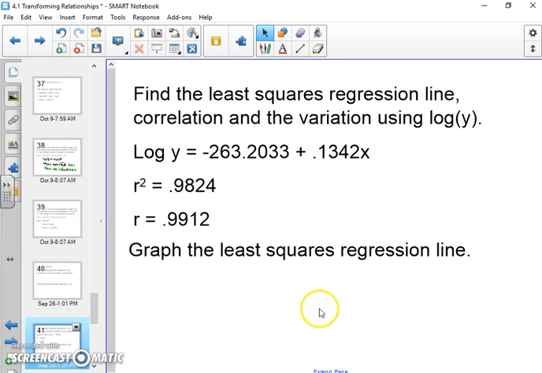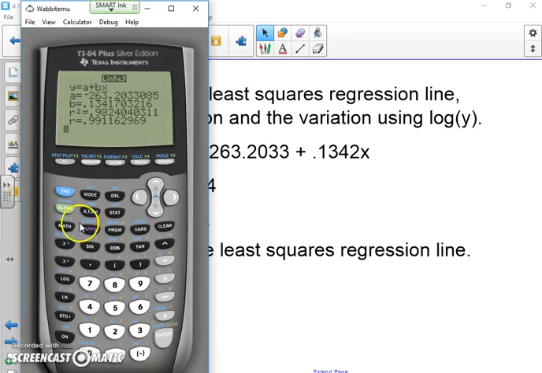And then it also says to graph the least squares regression line. So let's go ahead and do that on here. I want to set my plot, and I want it to be my years, which is list 1, and list 3, which is log applied to my subscribers. So Zoom 9, and this is what it looks like.